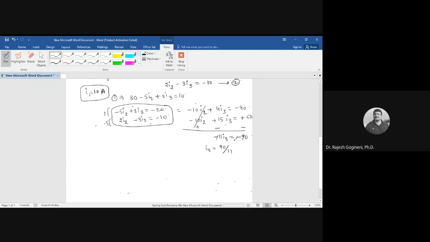90 divided by 11. What is this value, I3? Are you following? Are you solving this problem? Yes, Sai Sandhi. 90 divided by 11 is 8.18, right? 8.18, sir. Yeah, right. 8.18 amperes. I3 is 8.18 amperes.